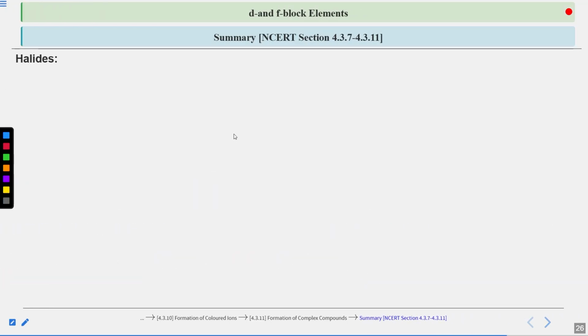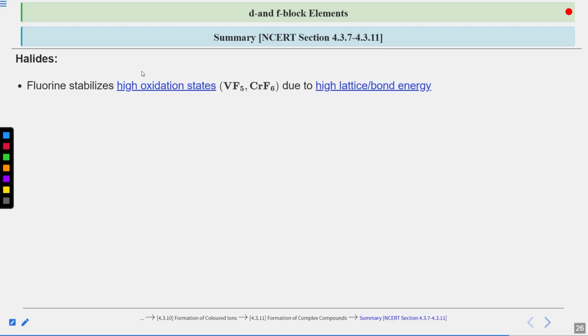Okay, so let's conclude with the summary. We covered today the NCERT section 4.3.7 to 4.3.11. First of all, we have seen the halides. Fluorine stabilizes high oxidation states like VF5 and CrF6 due to the higher lattice energy and the bond energy of fluorine. Low oxidation states of fluorides are unstable.